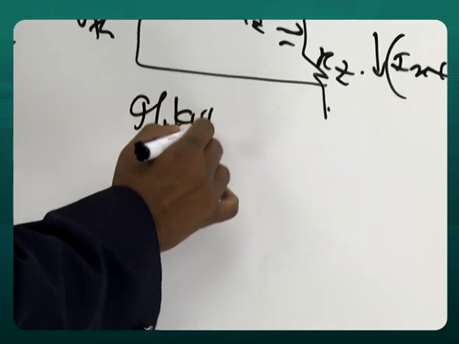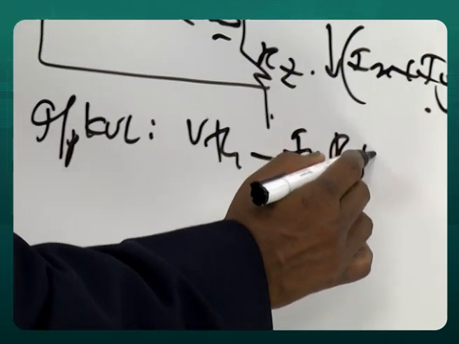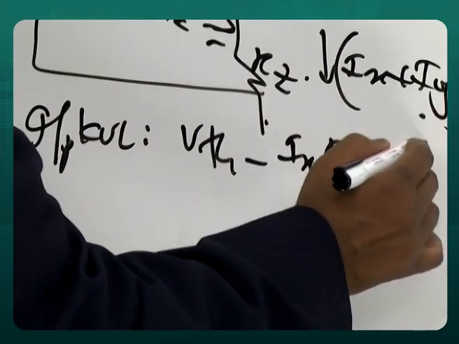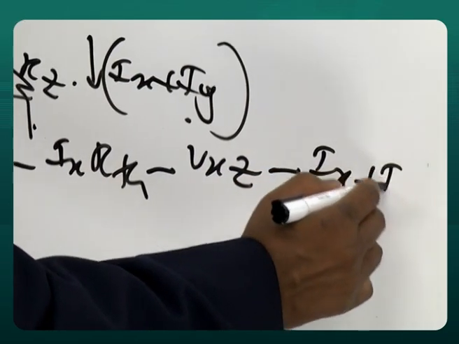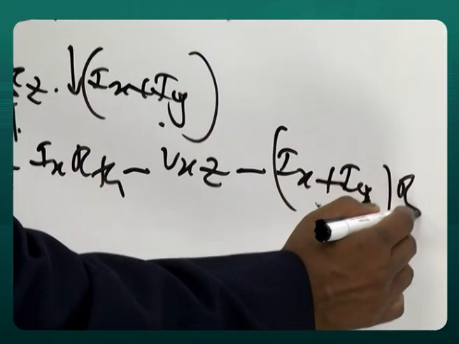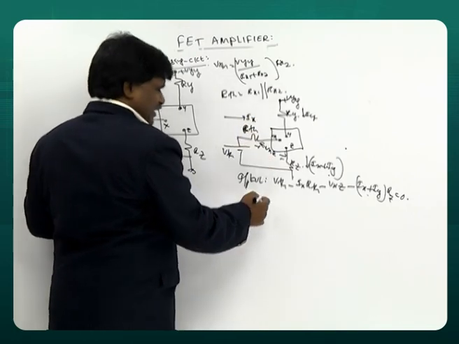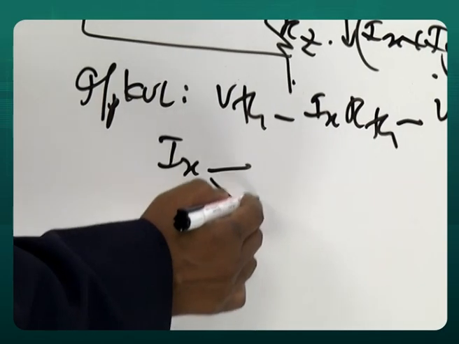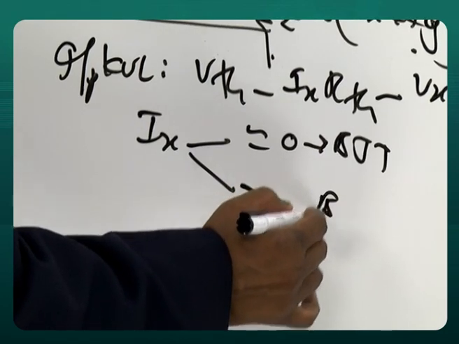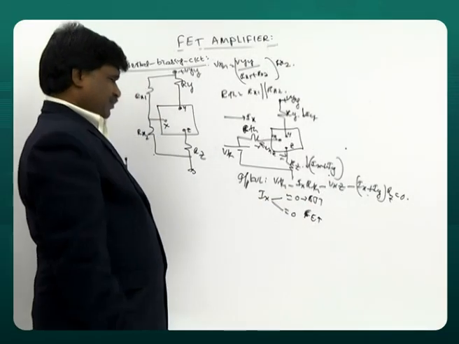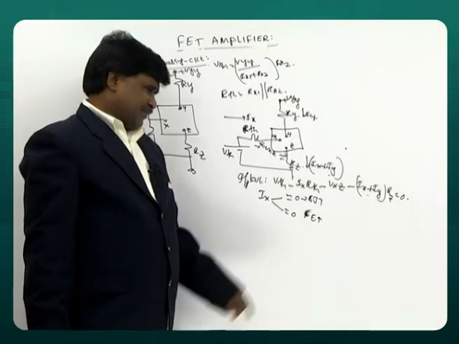input KVL: V Thevenin minus IX R Thevenin minus VXZ minus (IX plus IY) into RZ is equal to 0. What is IX actually? IX is approximately 0 in BJT, equal to 0 in FET.